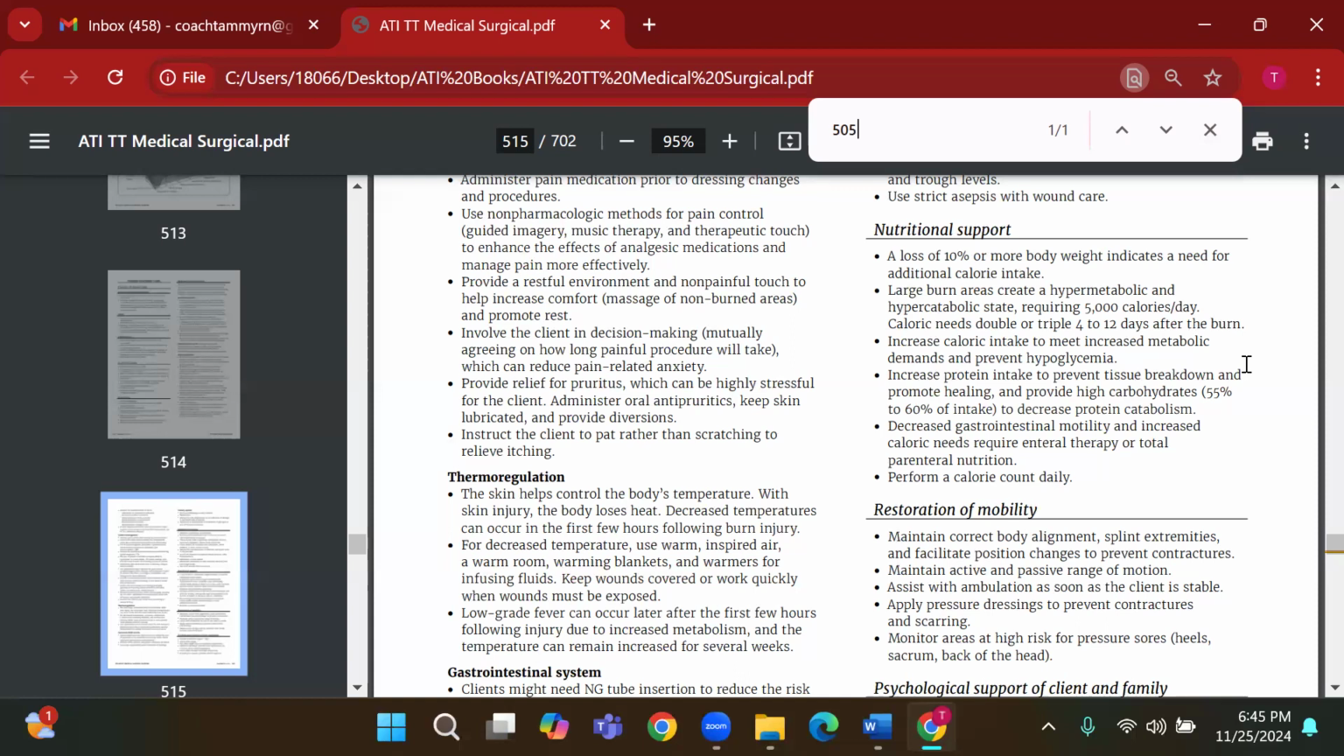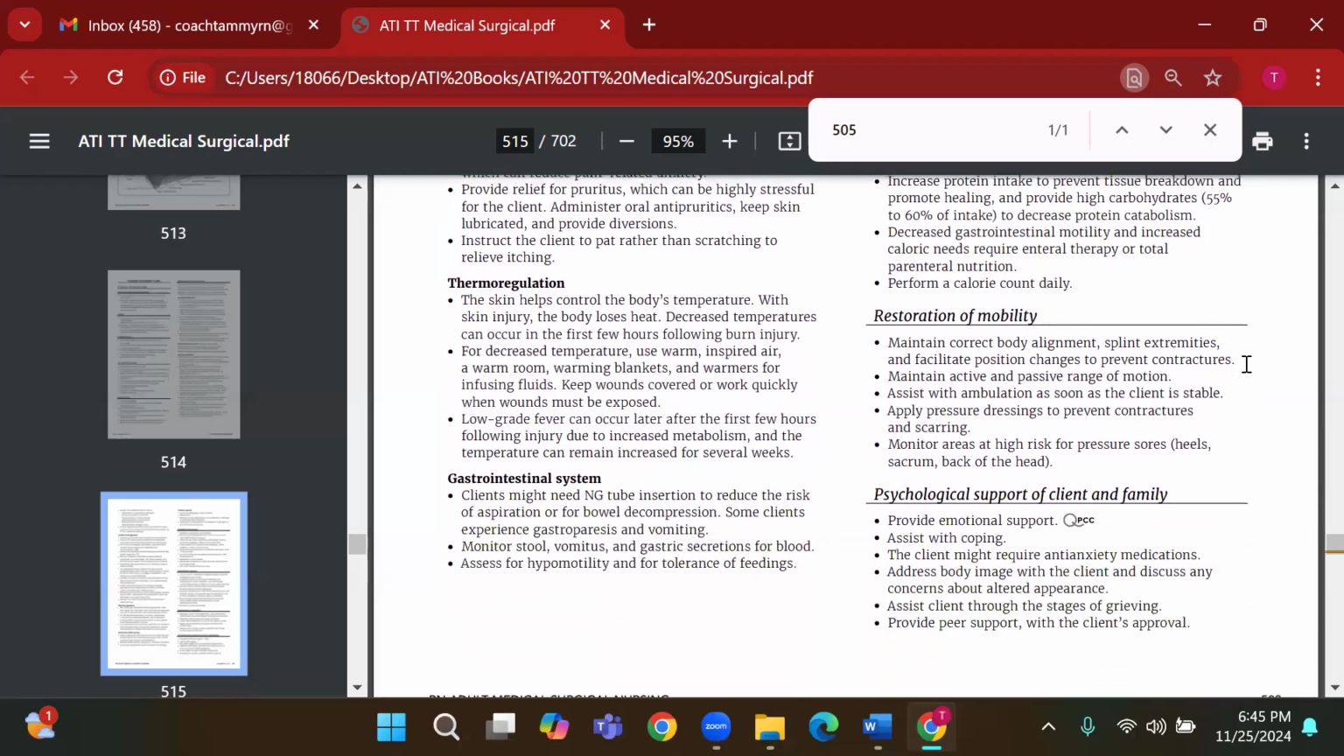Decreased gastrointestinal motility, increased caloric needs require enteral therapy or total parenteral nutrition. They may end up, because they need so many calories, having TPN, okay? Just so that you know. And then we're going to make sure we count their calories. That could be a question. And what I think could be is that you just need to know that they're going to be in a hypermetabolic state and they require much more calories than you think. They require more protein, more carbohydrates, but 5,000 calories a day, right? That's a lot.